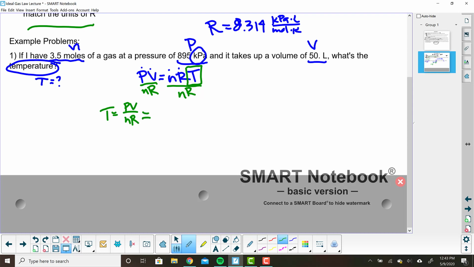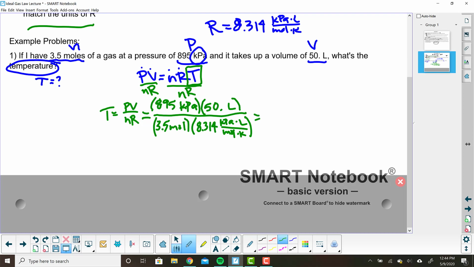We just need to plug in all of our numbers. And this is the easy part. The pressure is 895 kPa. We're multiplying that by the volume, 50. decimal point liters. Remember, that decimal point is important. It tells us about sig figs. And we are going to divide by the number of moles, 3.5, and then multiply by R, 8.314 kPa times liters over moles times Kelvin.